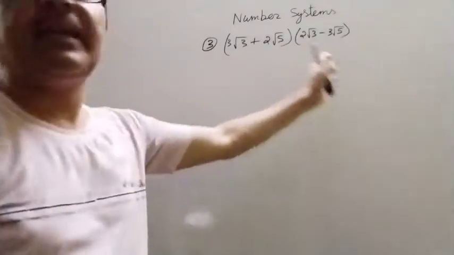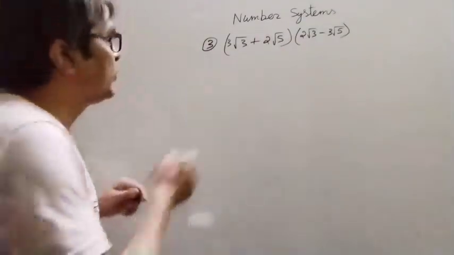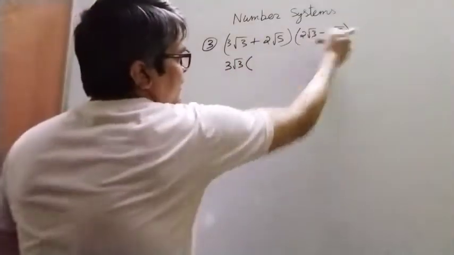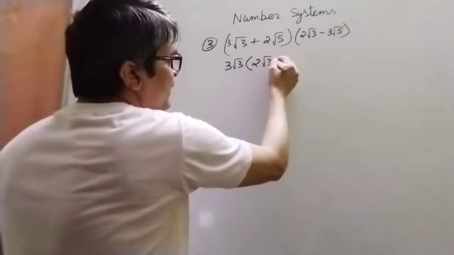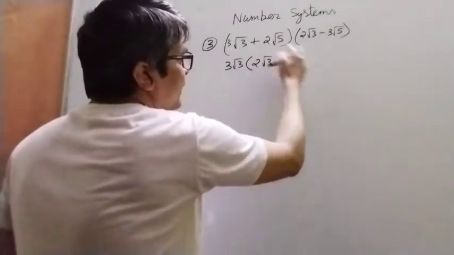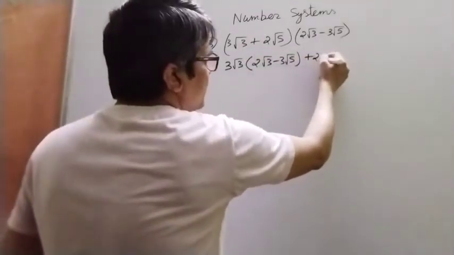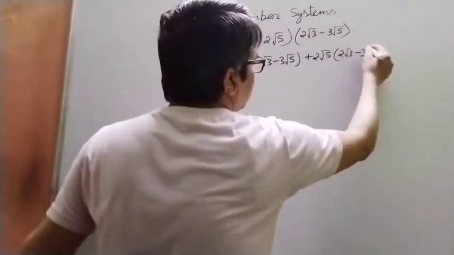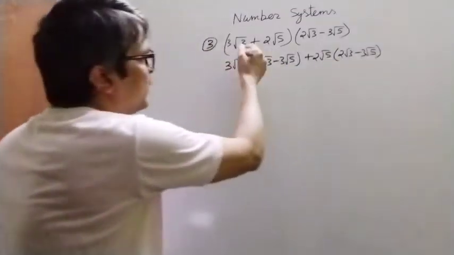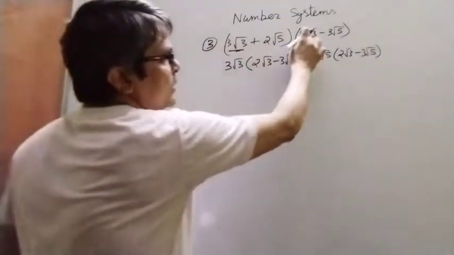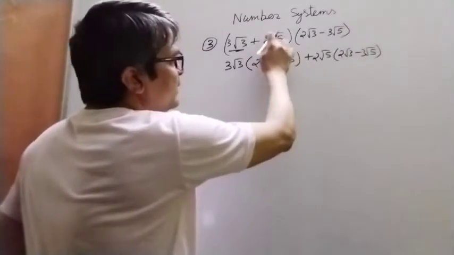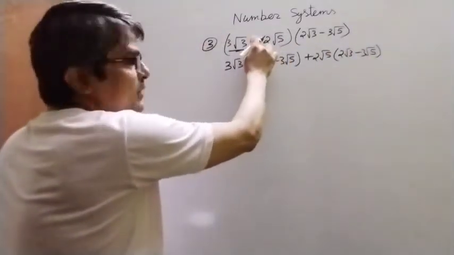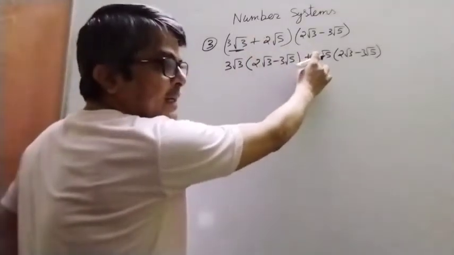You have to simplify it. Very easy. What you have to do? 3 root 3, write the whole thing here. Okay. Now plus 2 root 5. I am multiplying 2 root 3 minus 3 root 5 into this whole thing, again this into this whole thing. If here it was minus, we have to write here minus.